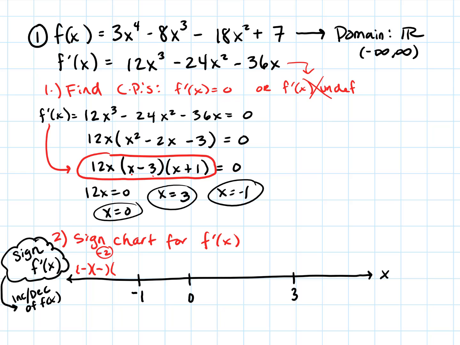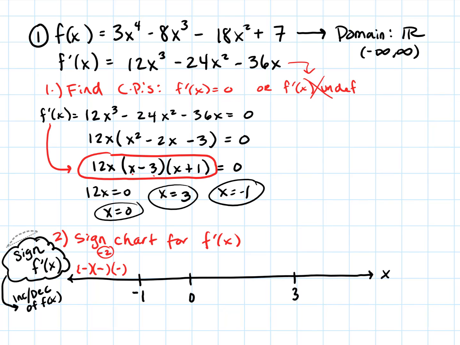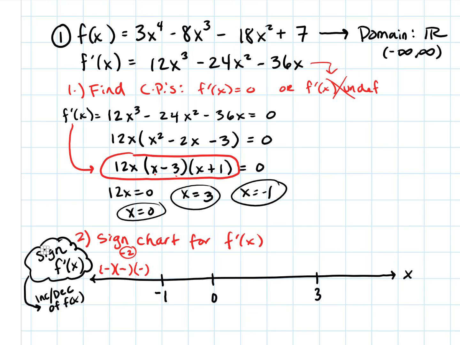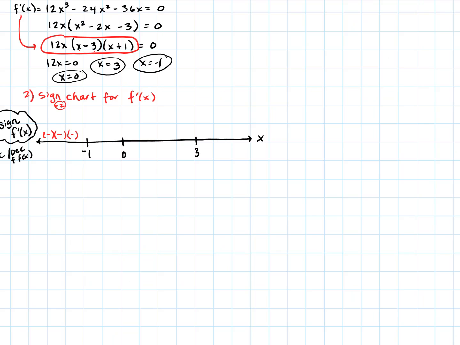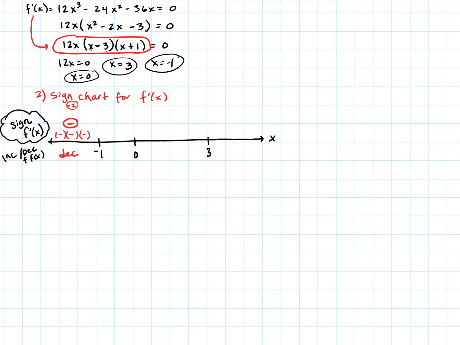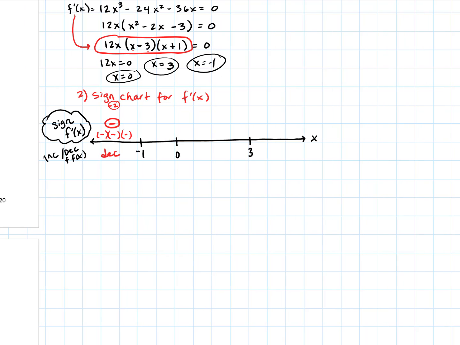This is a sign chart, remember. And then I can plug negative 2 in here, and this would be a negative. So I end up with a negative times a negative times a negative. And that gives me a negative. 3 negatives give me a negative on this interval, which means that I am decreasing. The function is decreasing. If the derivative is negative, then the function must be decreasing.